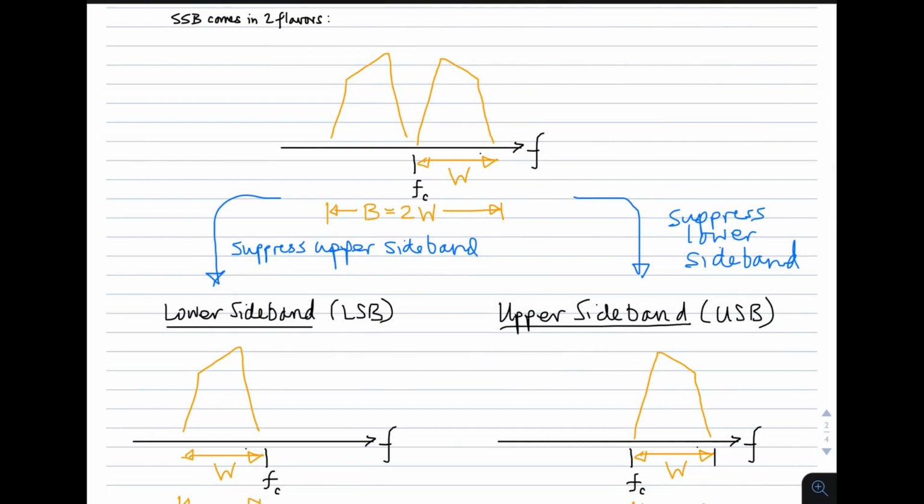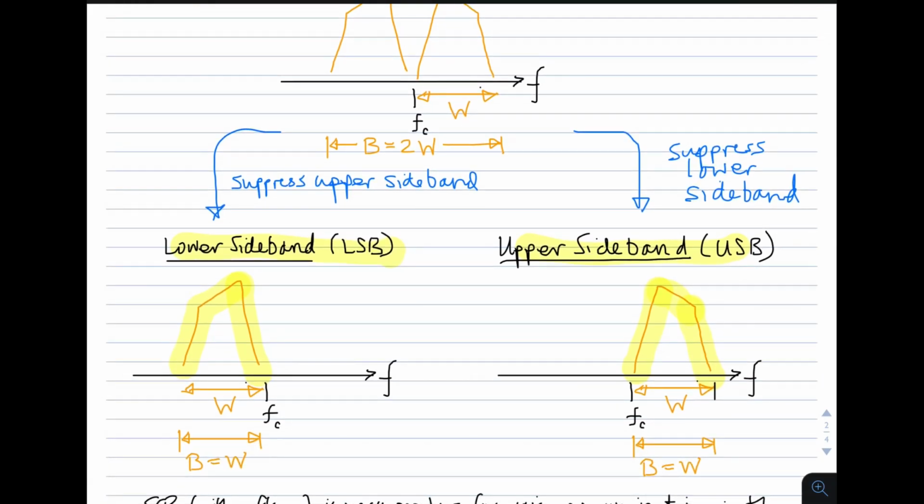Single sideband, or SSB, comes in two flavors depending on which sideband you intend to send. If you just send the lower sideband, that's referred to as LSB, or simply lower sideband. If you intend to send just the upper sideband, that's USB, and you get this. So you see right away that these two forms of single sideband have half the bandwidth of a double sideband system. And so it's more spectrally efficient, and that's the most common reason for seeking out this form of modulation.